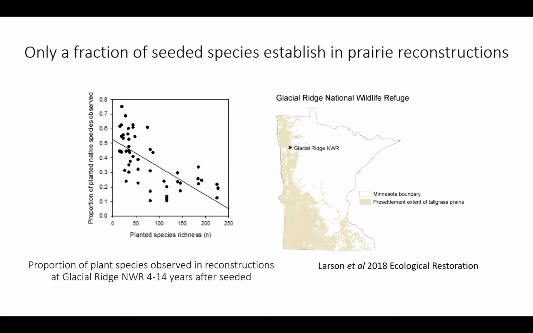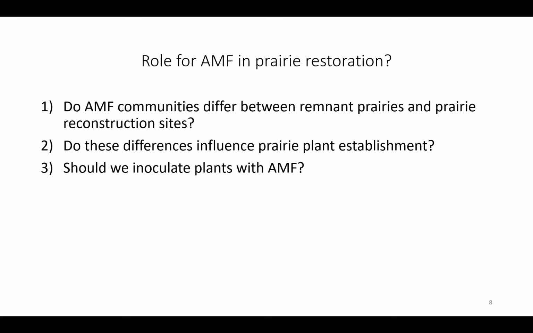And you can see that in this map on the right-hand side, where you can see the pre-settlement extent of tallgrass prairie, and most of you know that there's only a tiny fraction of that left.